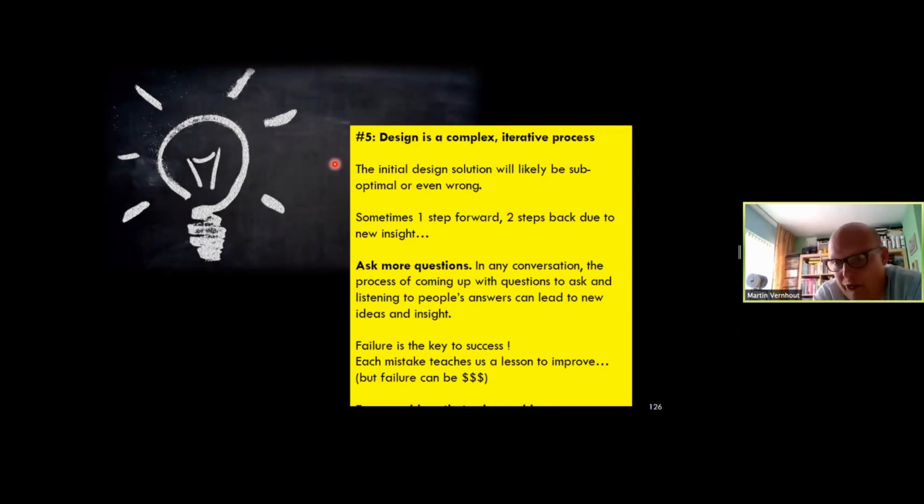Your initial design solution will likely be suboptimal or even wrong. Sometimes you go 1 step forward, 2 steps back due to new insight. I started with noise, and that I added a filter for it, and then came to the conclusion that no, this is not the way to go. I need to change my noise shape. Ask more questions. In any conversation, the process of coming up with questions to ask and listening to people's answers can lead to new ideas and insight. Failure is key to success, so learn from your mistakes, but sometimes at a cost.